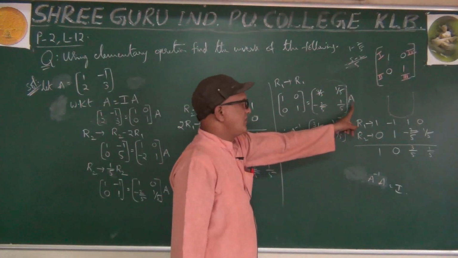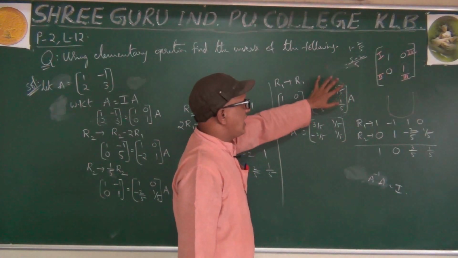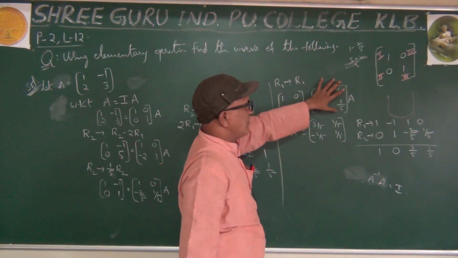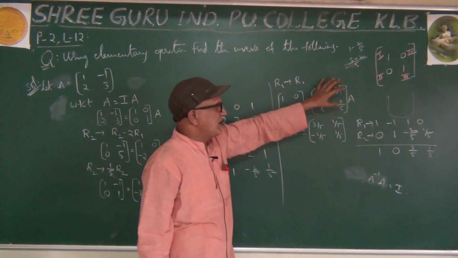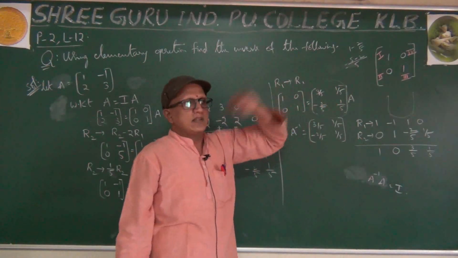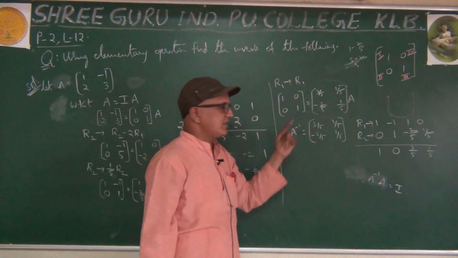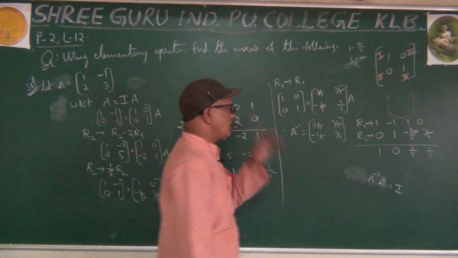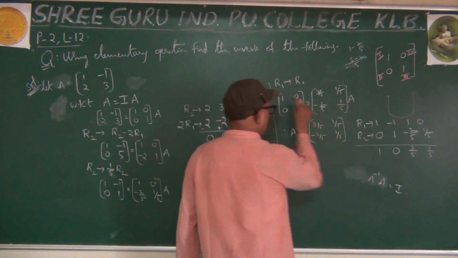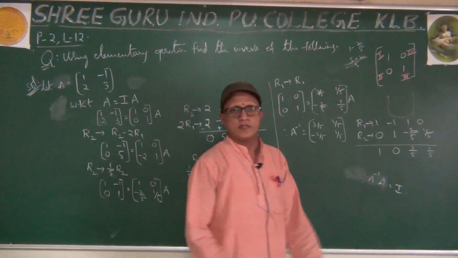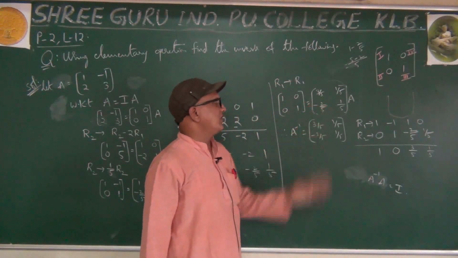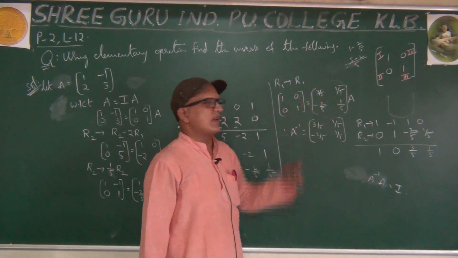Given matrix into another matrix equals identity matrix. That another matrix is the inverse of the given matrix. If you have doubt, multiply this matrix and this matrix, then definitely you get this one. That matrix looks very difficult, with fractions 3 by 5, 1 by 5.